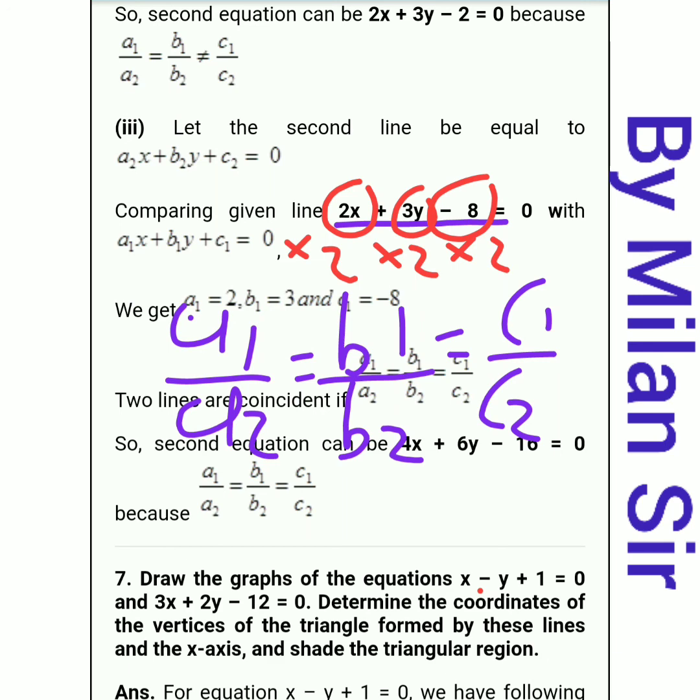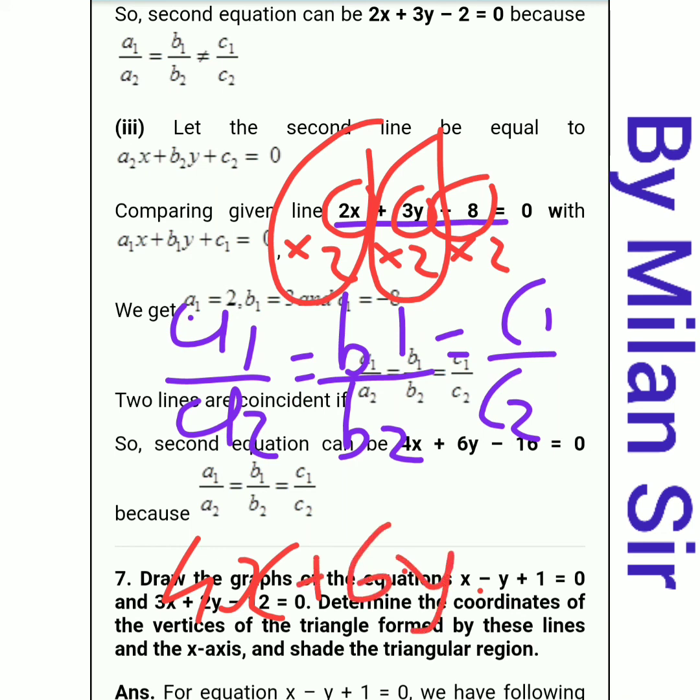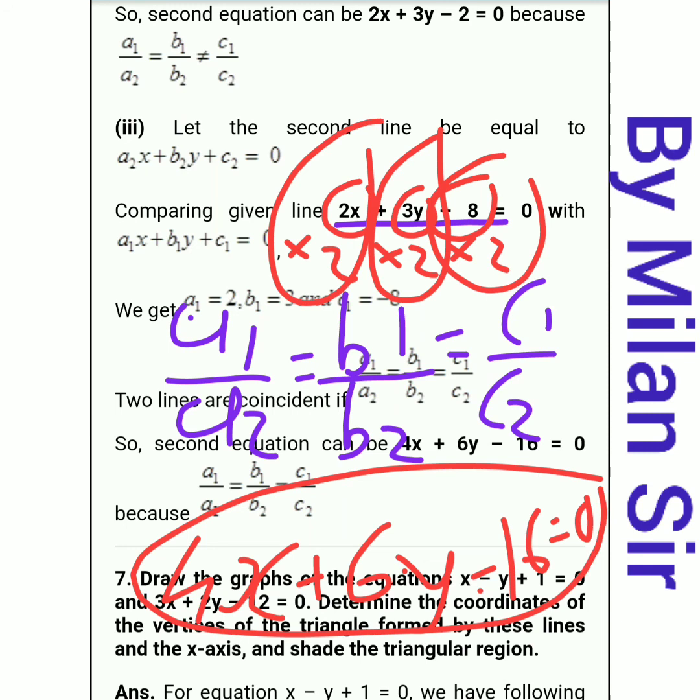One more thing, you cannot multiply with 1 here, because if you multiply with 1, then you get the same equation. We want a different equation, so we cannot multiply this equation with 0, and we cannot multiply it with 1. So right now my answer: 2x into 2 is 4x, 3y into 2 is 6y, minus 8 into 2 is minus 16, is equal to 0. This is my answer. Again, maybe your answer is different from mine, because lots of answers are possible here.